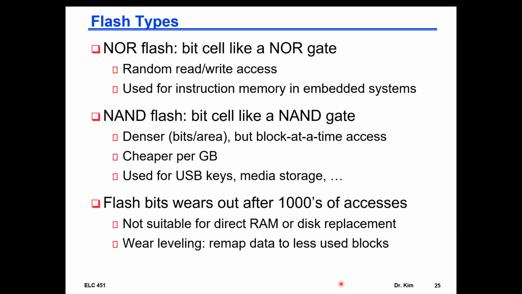The other type is NAND. The bit cell resembles a NAND gate, is smaller, but you have to access it a block at a time. You cannot really access it a word or a byte at a time. So you use that for bulk type of storage. That's what you would use in a solid state disk. That's what you use in your flash drives, USB flash drives, and things like that.